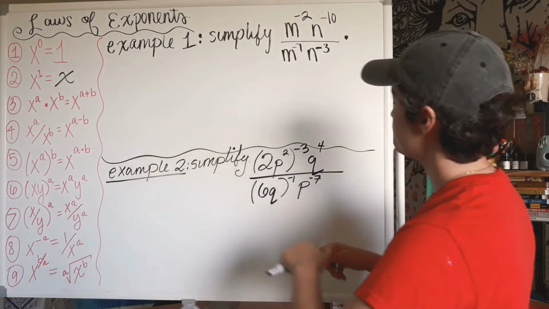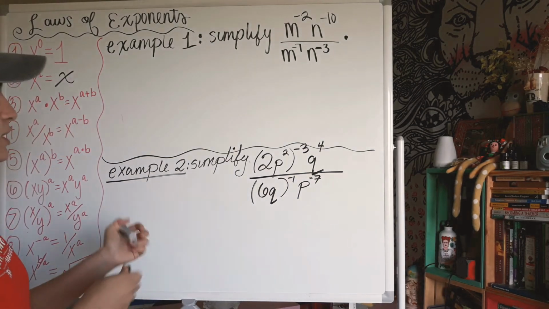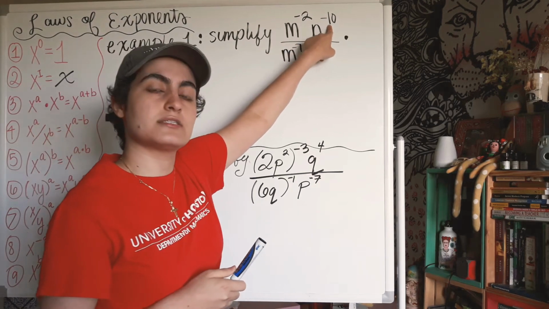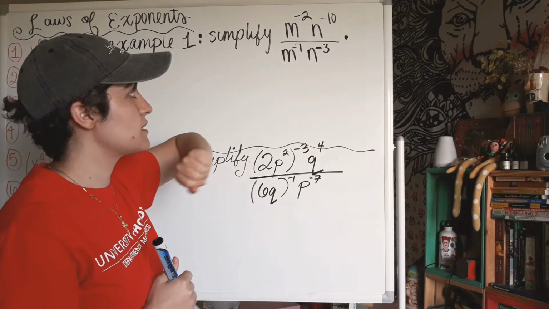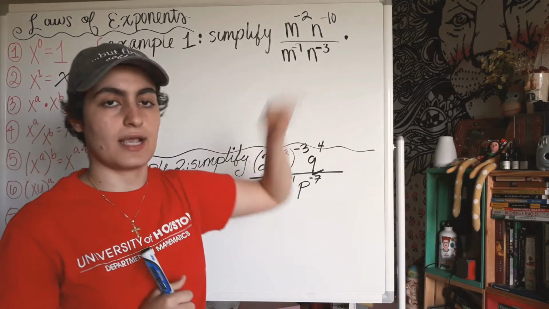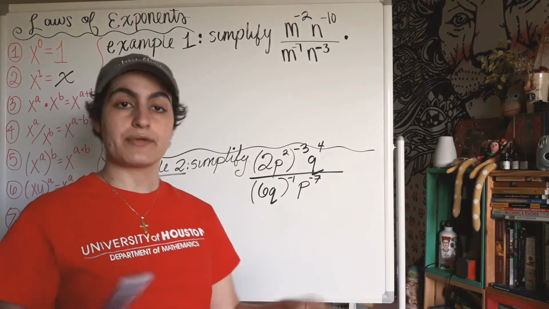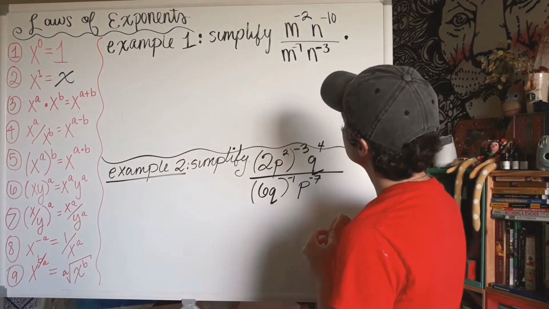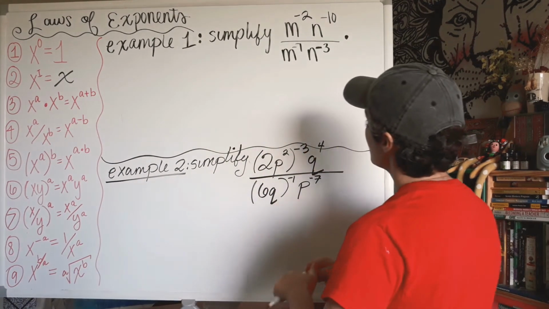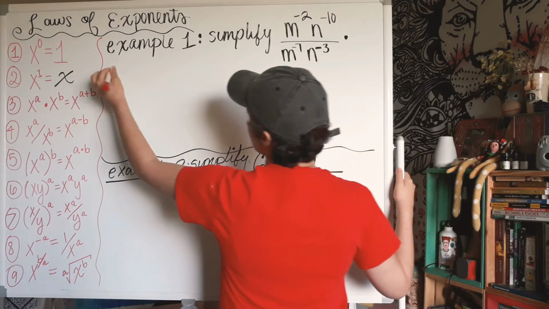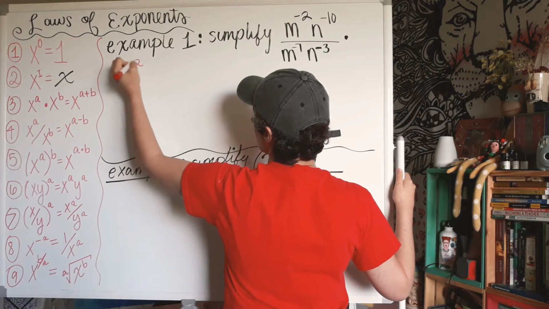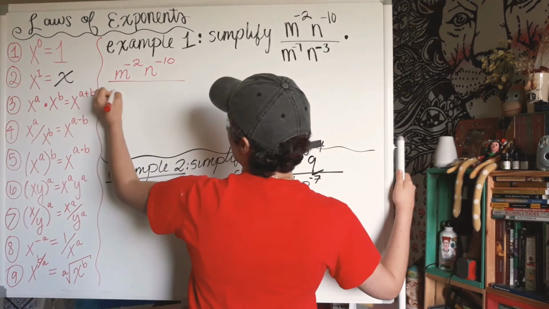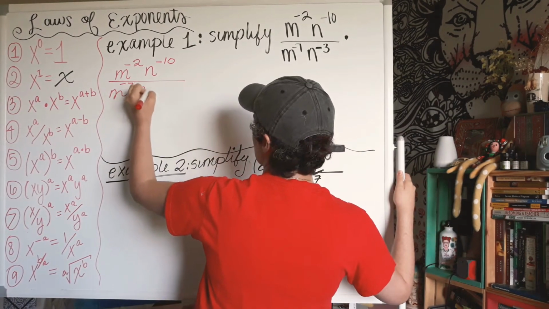Say I want to simplify this expression, m raised to the negative 2 times n raised to the negative 10 over m raised to the negative 7 times n raised to the negative 3. Lots of negatives. I want to get rid of all of them, and this is how we're going to do it. So I'm just going to rewrite the problem in red. m to the negative 2, n to the negative 10 over m to the negative 7, n to the negative 3.